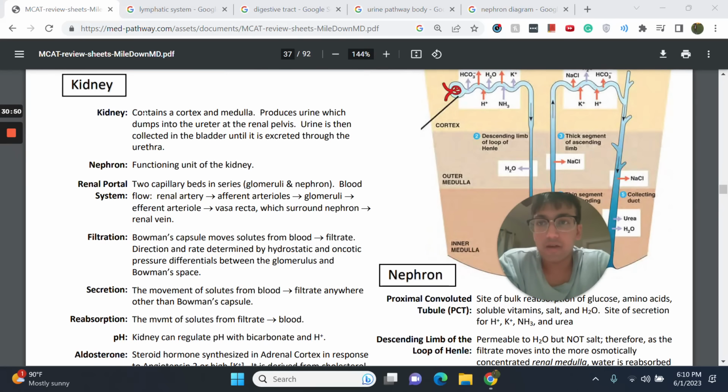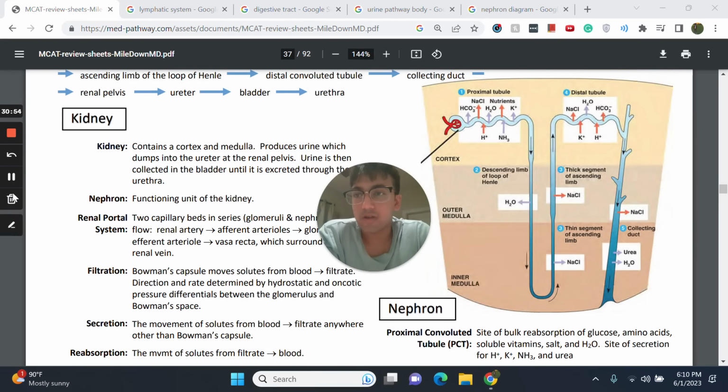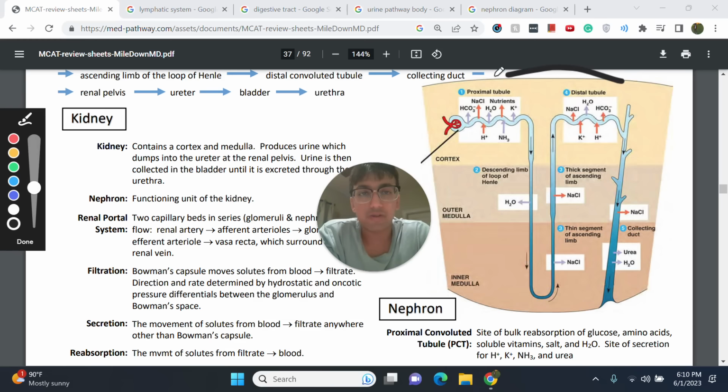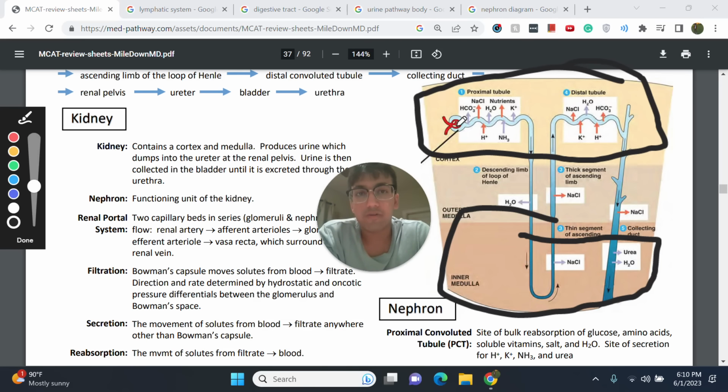We have the kidney. The kidney contains a cortex and medulla. And so this is kind of what I was talking about: this part is the outside of the kidney, which is the cortex, and then we have the inner part, which is the medulla. And so the nephron goes from the cortex to the medulla and kind of back to the cortex and then back inside the medulla.